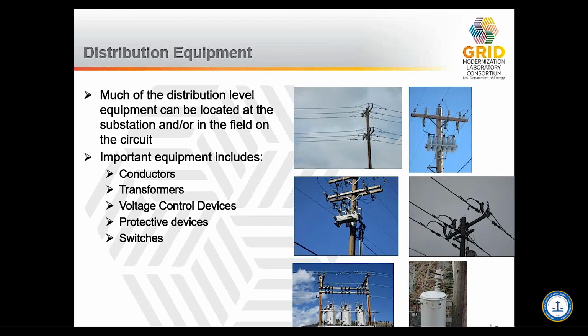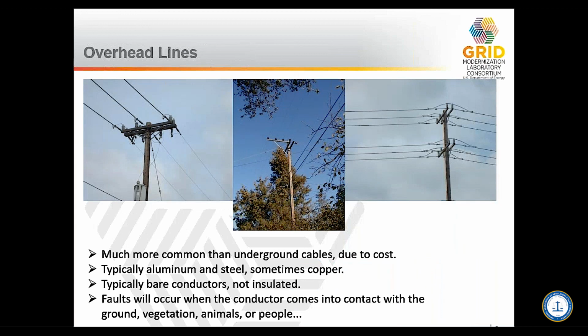When you start to look at the key pieces of equipment, what you have are the conductors for moving the power around, transformers, because we're going to have to change the voltage a little bit more still. Voltage control devices, maintaining the voltage within the acceptable ranges are important for lifetime of equipment, but also for not damaging customer equipment. You have to have protective devices and then various switches to reconfigure the system as well. Next slide, please. The first of these are overhead lines.